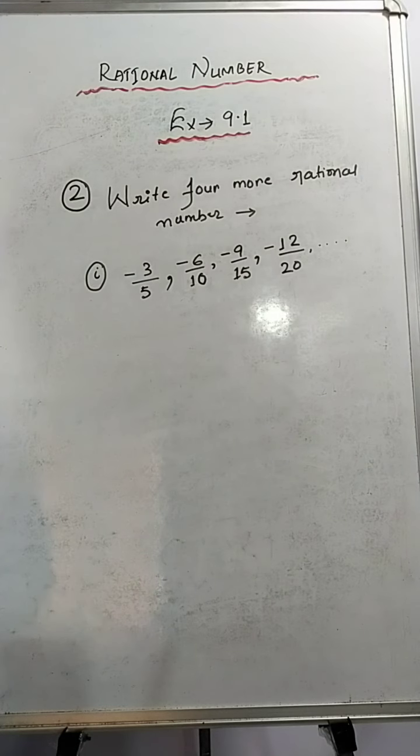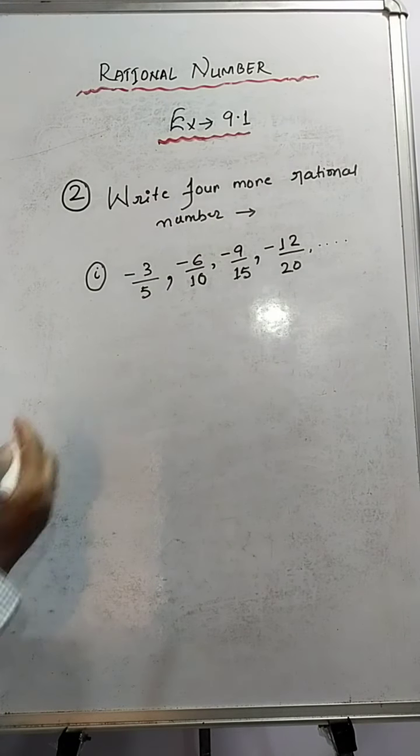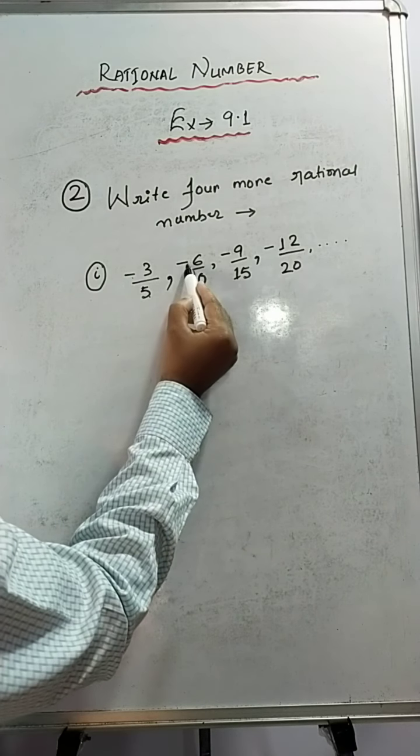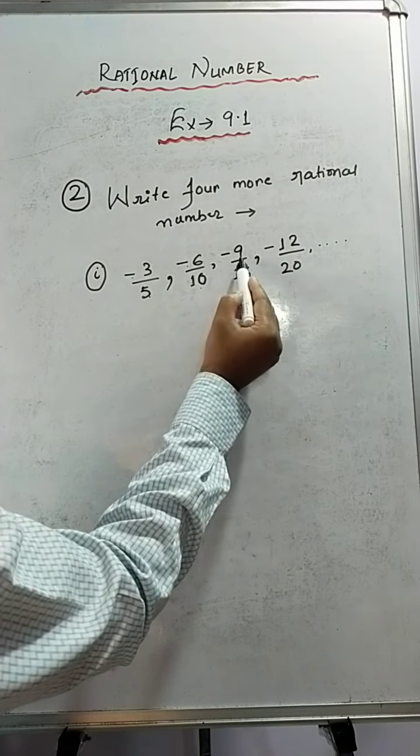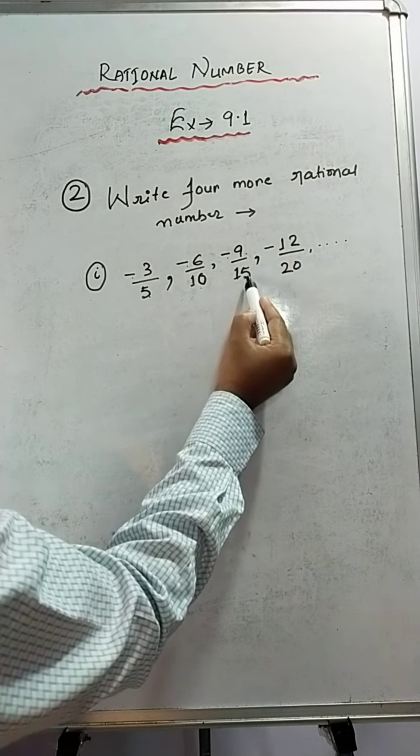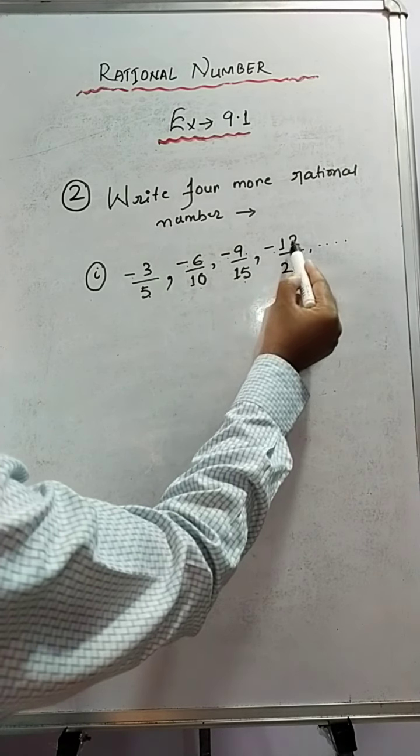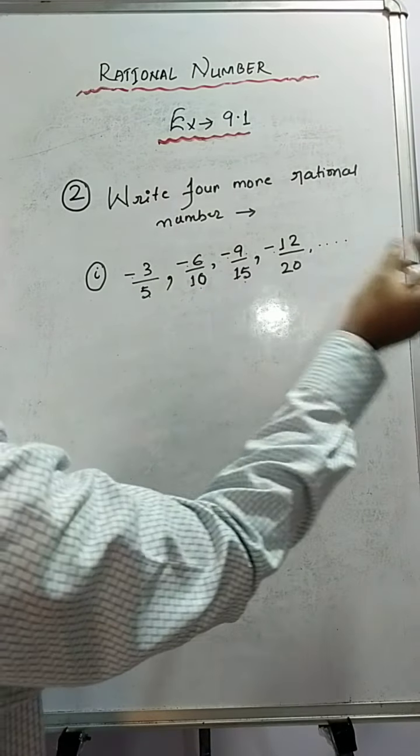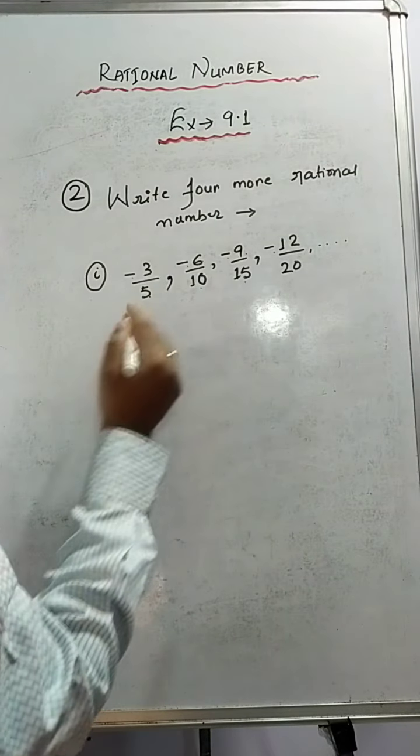Now the first thing that you have to understand is the sequence. You see the first rational number is minus 3 by 5. The second one is minus 6 upon 10. Third one, minus 9 upon 15. Then minus 12 upon 20. So we have to understand how the rational numbers are proceeding. Fine. So I will just make you understand this one.